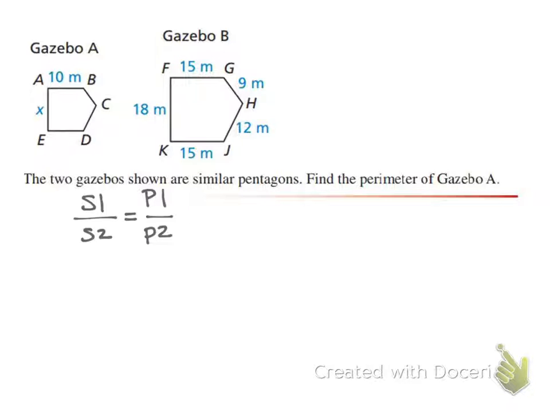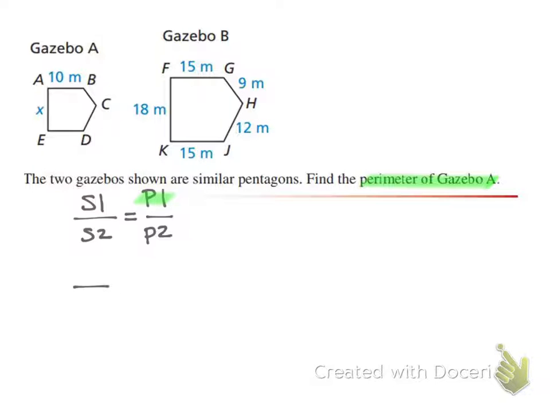What is the only thing we care to find? In this picture specifically, the perimeter of gazebo A. Okay, we'll say A is the first shape. So we are missing the perimeter of the first shape, gazebo A. That is the only part that should be X or P. I'm going to call it P for perimeter. Okay, everything else should be filled in.